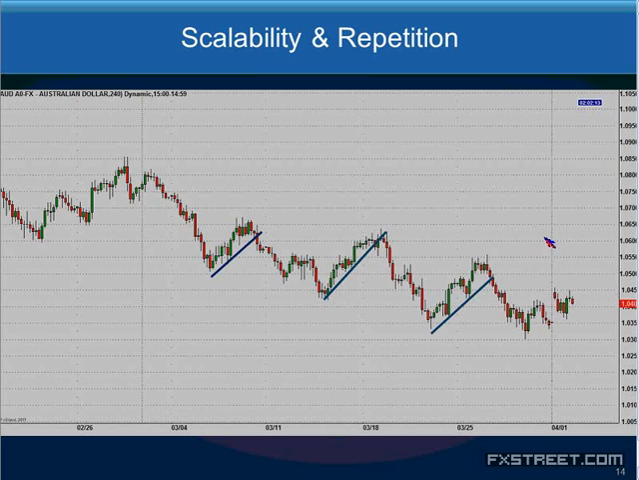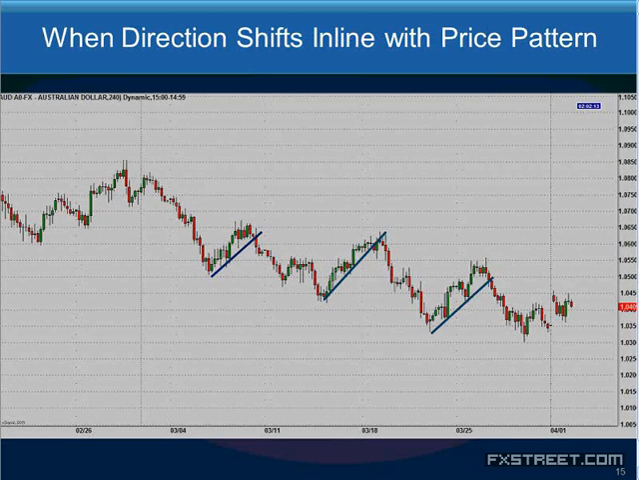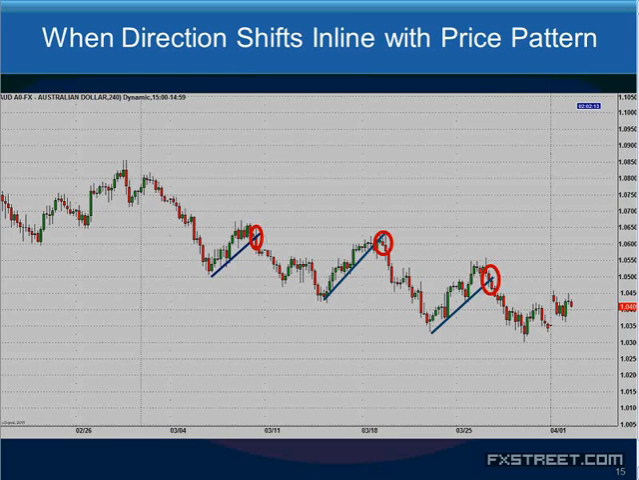I'm sorry. Staying on point though, scalability and repetition are a great thing, and as is the knowledge that the pattern that you're seeing is a reflection of what's going on fundamentally. So again, it comes back to, how can we improve your trading? You want to know that when that occurrence happens where direction shifts in line with the price pattern, right there. This occurrence, which we've highlighted with the red circles, is what we call a change of direction. And a more simple way to say this is we're just looking to sell, following rallies in a downtrend.